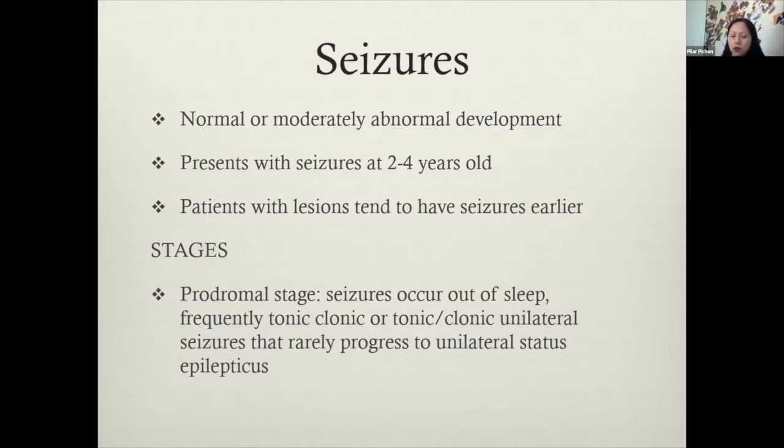And so CSWS is a spectrum. It also occurs in stages. So there's what we call the prodromal stage, where seizures occur out of sleep, and frequently they're tonic-clonic. So tonic, they stiffen, and then clonic, they start shaking. Unilateral seizures, usually coming from one side, that rarely progress to unilateral status epilepticus. So this is the early stage.